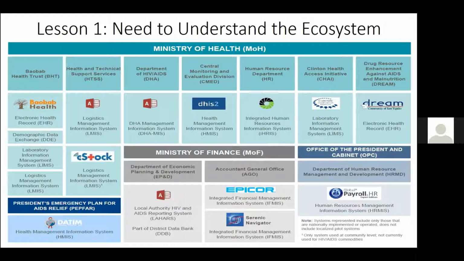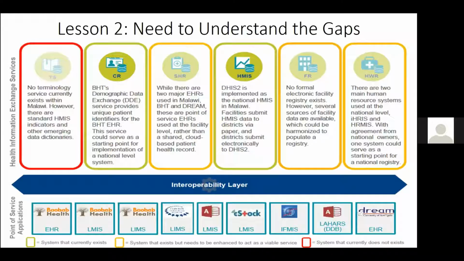But the key thing about this understanding of the ecosystem is also, if you know what systems you have in your environment, you can go a step further and understand how ready those systems are in terms of interoperability. This was an eye opener for us because we noticed that some systems would be difficult to include in the interoperability ecosystem, and we had to devise ways of making sure that those are part of the interoperability architecture. That is the first lesson.